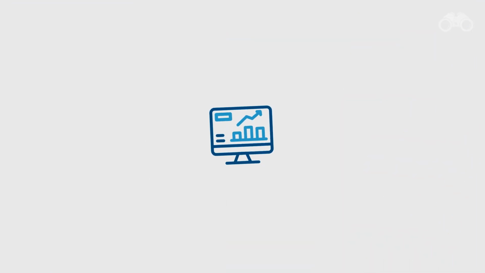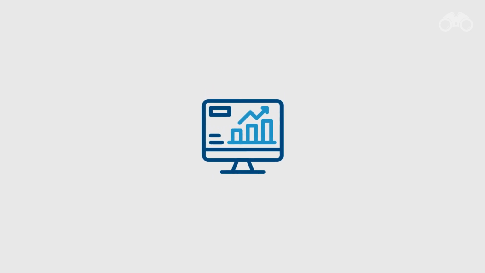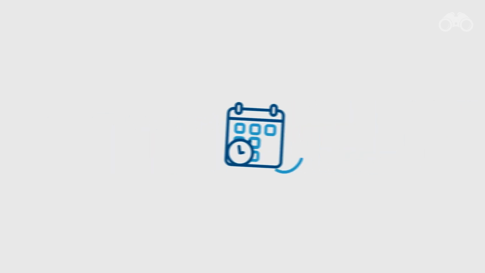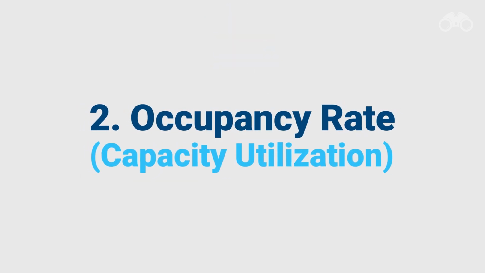Okay, so what are some key metrics that we'd want to see from our booking software? And if we don't have booking software, then we'd want to calculate it ourselves. The first is revenue per tour. Most platforms will show this automatically in revenue reports. I would encourage you to track this monthly and compare year over year for seasonal businesses. The second is your occupancy rate or capacity utilization. This shows what percentage of your available seats are filled.